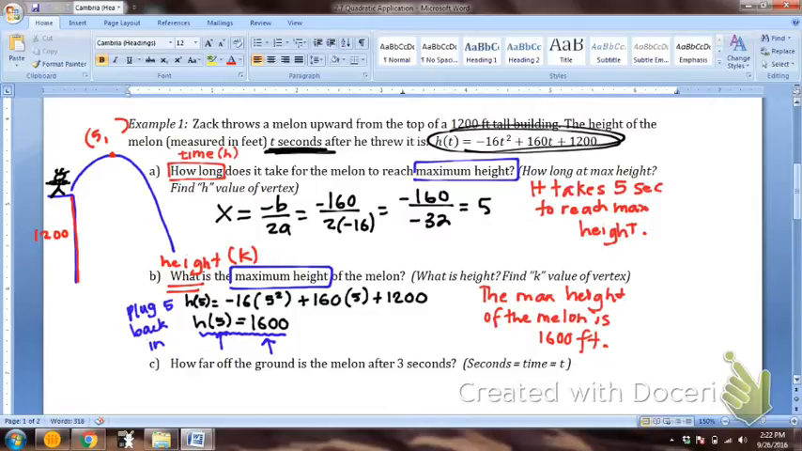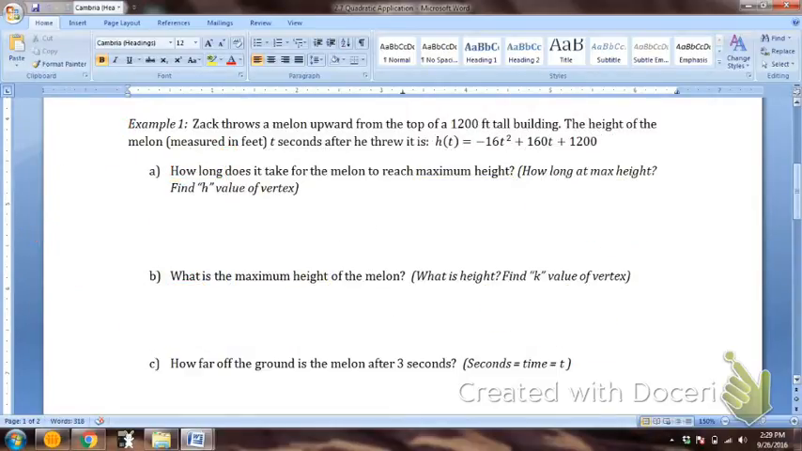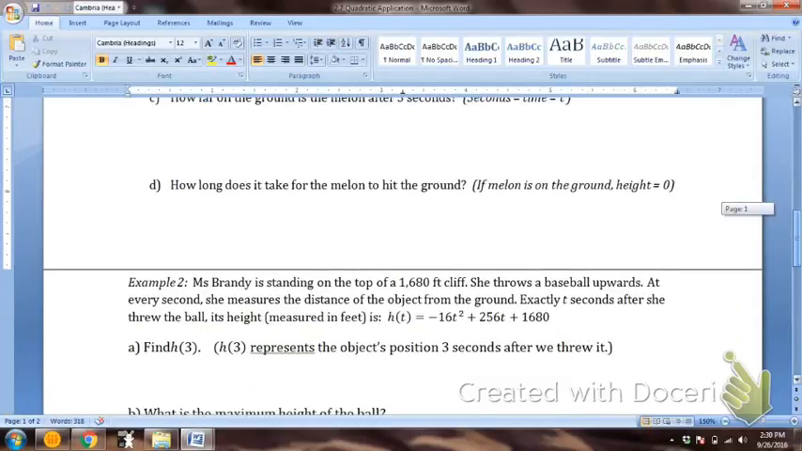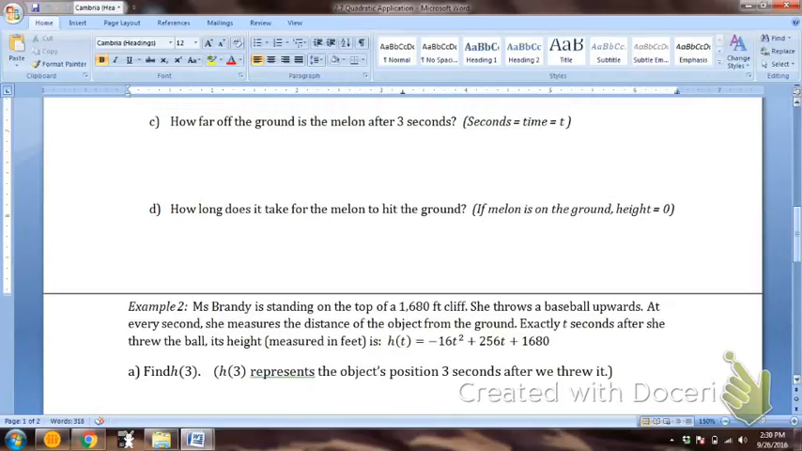All right, example C says, how far off the ground is the melon after 3 seconds? Okay, so let's just think about that. Are they asking me to find time, or are they asking me to find the height in letter C? Height, right? How far off the ground? So this is asking me for the height of something, because if we don't understand where we're going, we're not going to know how to get there. 3 seconds is giving you the time, right? Aren't they telling you that the time is 3? So how might we figure out what the height is, Josh?